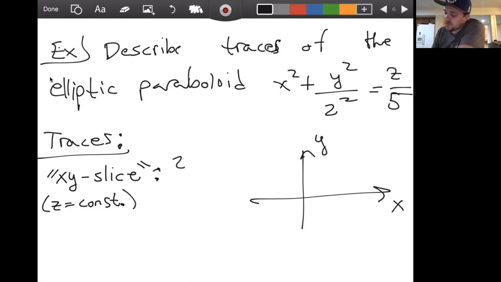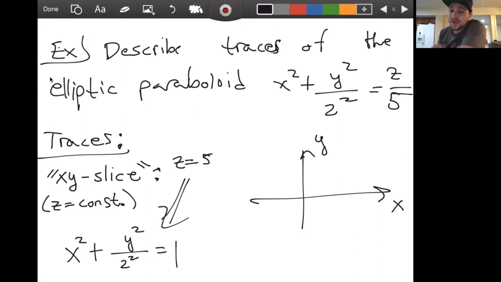If we pick z equals 5, this gives us an xy slice, and it makes the equation a little nicer, because the equation then becomes x squared plus y squared over 2 squared equals 1. And this is an ellipse with semi-major axis 1 and semi-minor axis 2. So 1, 1, 2. And we can see this looks pretty circular, but it should be an ellipse. Let's just redraw it.